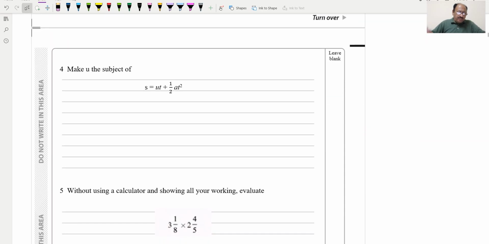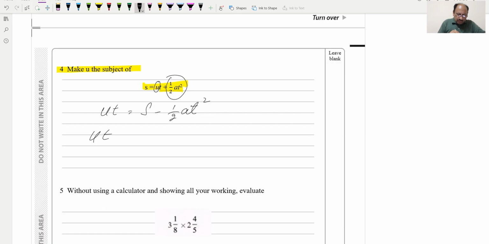Now this is question number 4, and question number 4 says make u the subject of the equation of motion they have provided, and we have to make u the subject, and u is over here. So first of all, we will shift this half a t squared to the other side. So we can write ut is equal to s minus half a t squared, and then we have to get rid of this t also. So we divide everything by t.